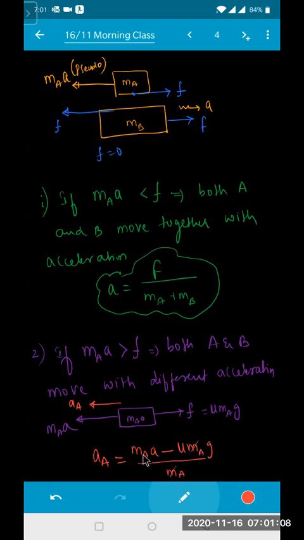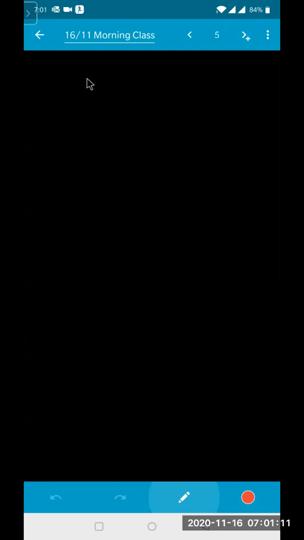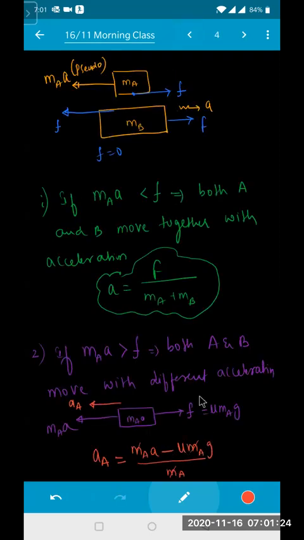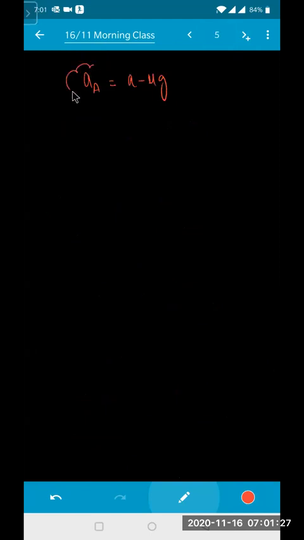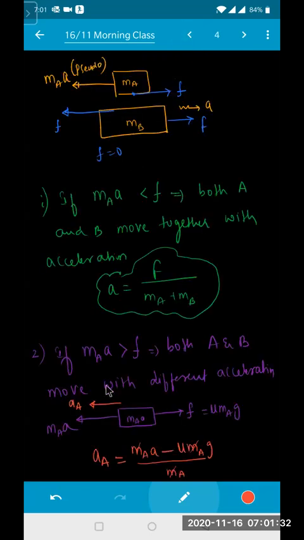So everywhere mass A gets cancelled. We'll be getting acceleration of A is equal to A minus mu into g. It is mu into g, with m_A cancelled everywhere. So this will be the acceleration of A. Clear? If the pseudo force is greater than F, then both A and B will be moving with different accelerations. So obviously A is moving in the direction of the pseudo force, therefore acceleration of A is equal to force in that direction minus frictional force, divided by mass A.